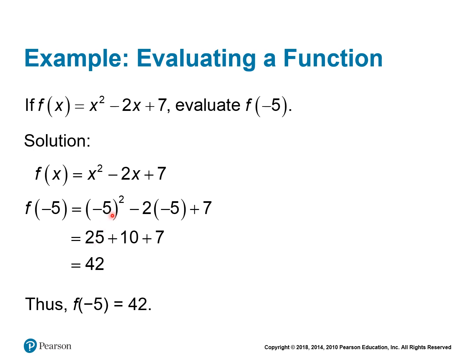computation. (-5) squared is positive 25. -2 times -5 is positive 10. Be very careful with your signs. And then plus 7, so 25 plus 10 is 35, plus 7 is 42. So your answer is 42. The way you write it is f of negative 5 equals 42. So that's how you evaluate a function.